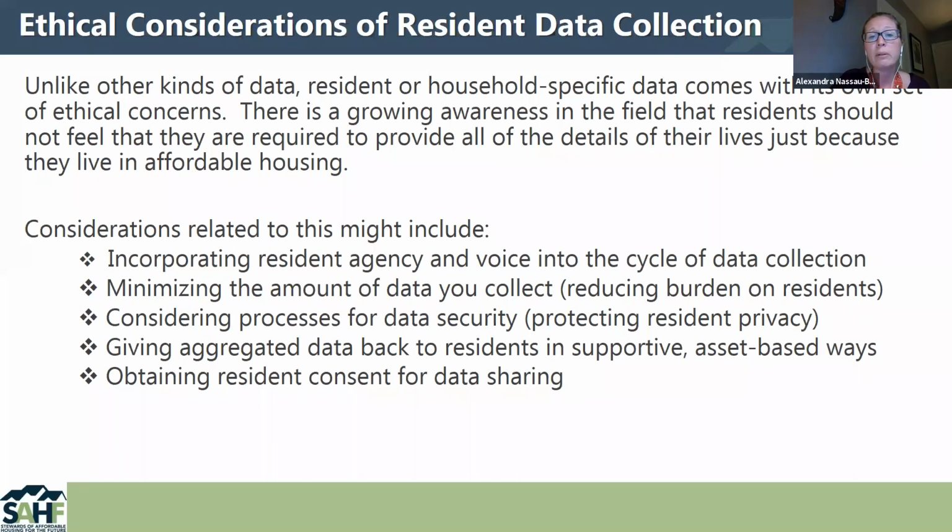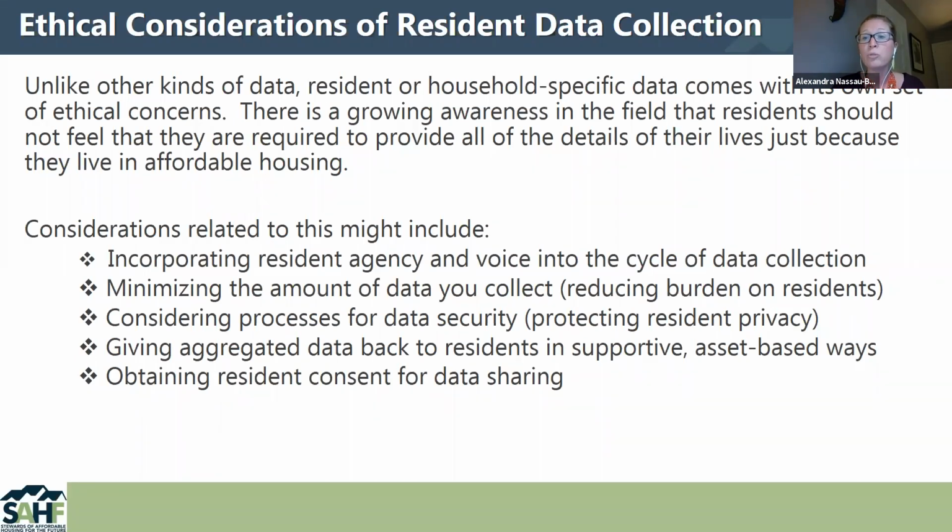Some of these might include, how are you including the resident voice and participation in the cycle of data collection? Are residents included in the process for determining the types of survey questions or the data itself that's being collected? As Nicole started to talk about, we're not recommending collecting all the data. There's an opportunity to minimize the amount that you're collecting, to truly consider the value and the utility of that data. Are you and how are you going to use that data operationally?